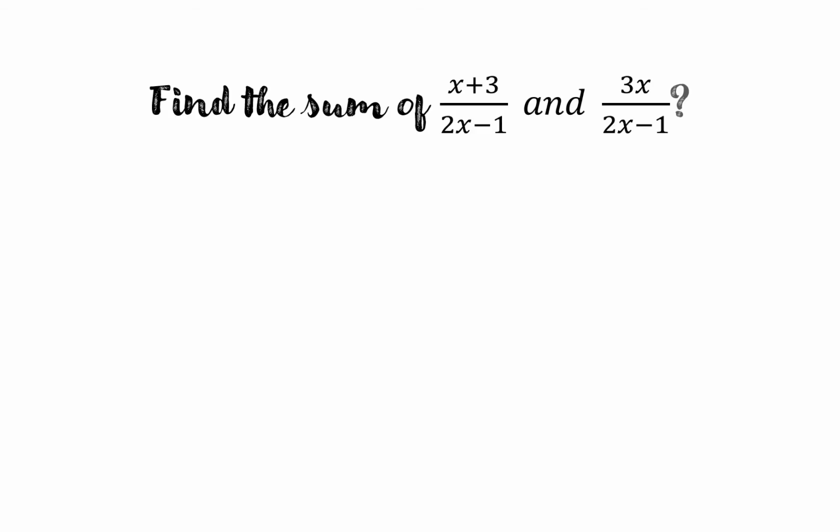Now, let's have an example of adding and subtracting rational algebraic expressions with common denominator. Let's start with this example. Find the sum of (x plus 3) over (2x minus 1) and 3x over (2x minus 1).